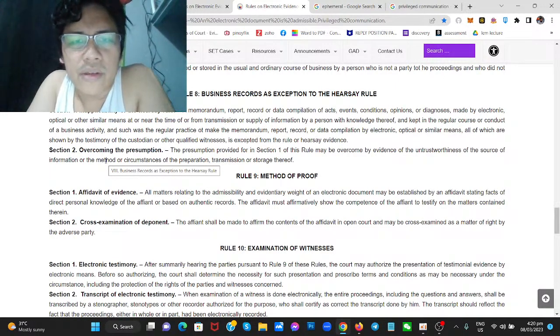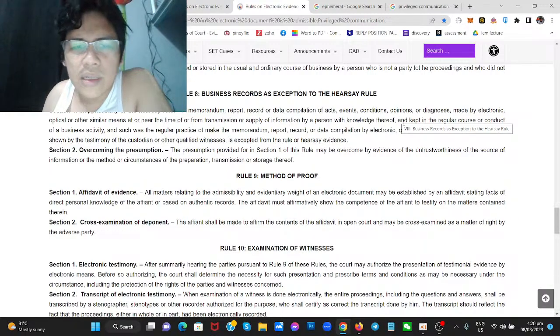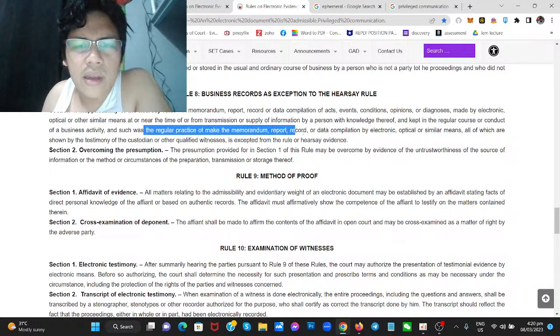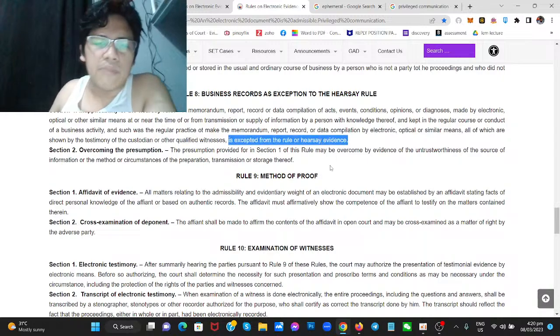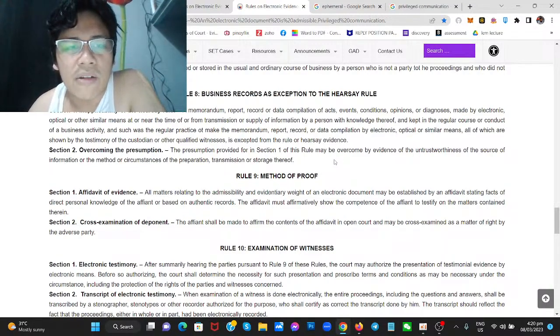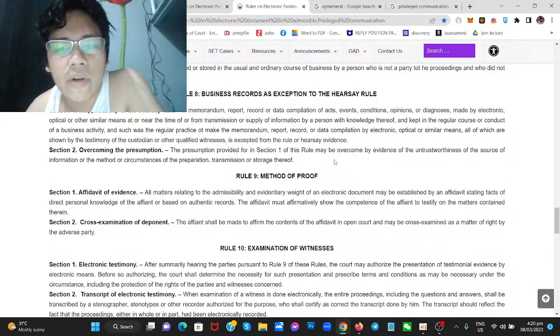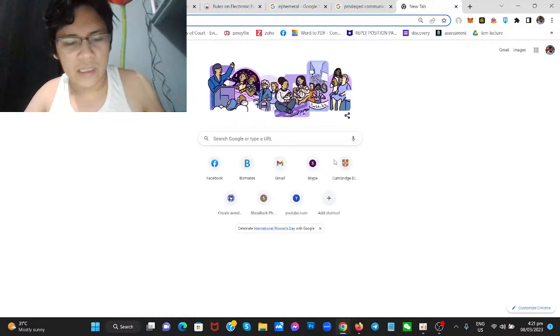Rule 8, business records as the exception to the hearsay rule. Section 1, inapplicability of the hearsay rule. A memorandum, report, or record of data made by electronic means at the time of the transmission, and so on, kept in the regular course of conduct, all of which are shown by the testimony of the custodian or other qualified witnesses, is exempted from the rule of hearsay evidence. It is not hearsay. It is being now considered by Rule 8. Right? Any records of this are exempted from the hearsay evidence. Overcoming the presumption: the presumption provided for in Section 1 may be overcome by evidence of the untrustworthiness of the source of information. Kung talagang peking website yan or whatever.